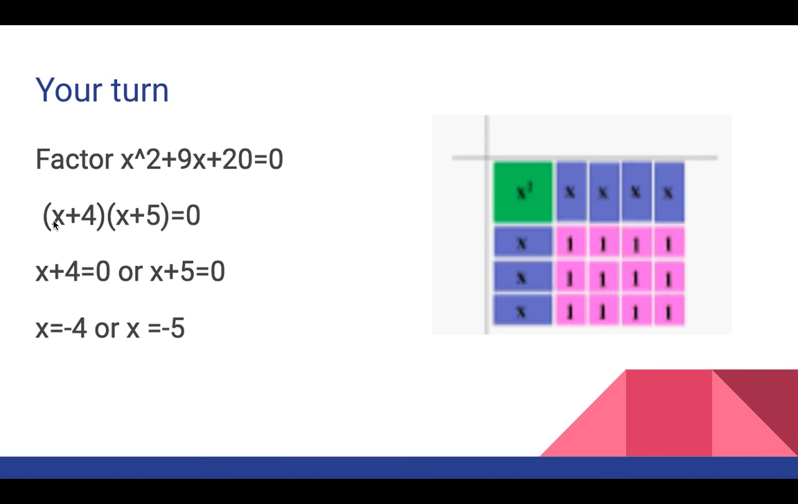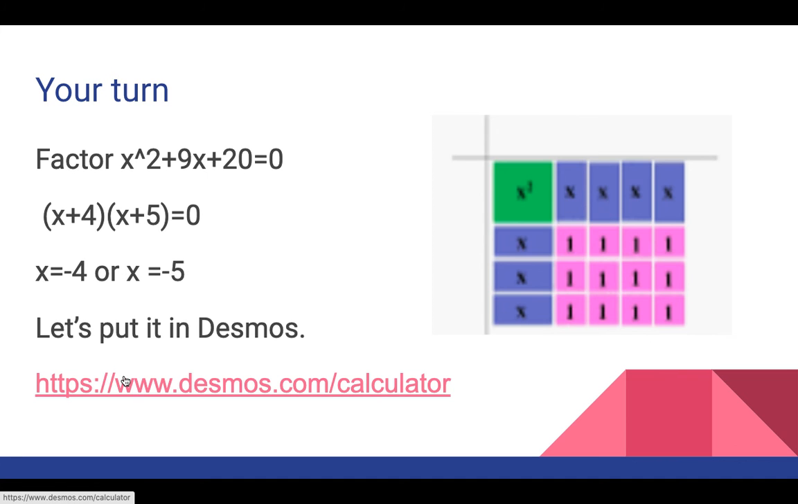So if we factor that, that'd be x plus 4 times x plus 5. Then if we made them equal to 0, x plus 4 equals 0, x plus 5 equals 0, the answers are -4 and -5. Now, let's put this in the graphing calculator.